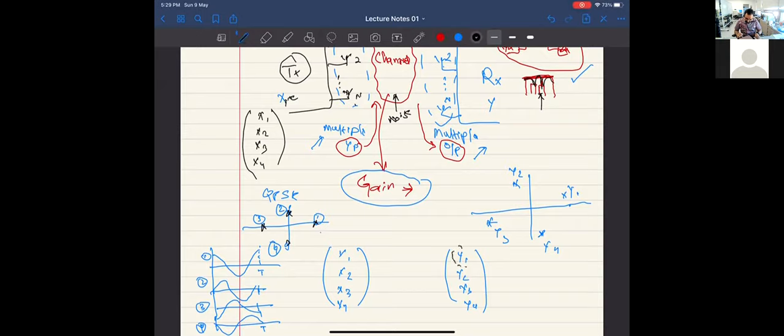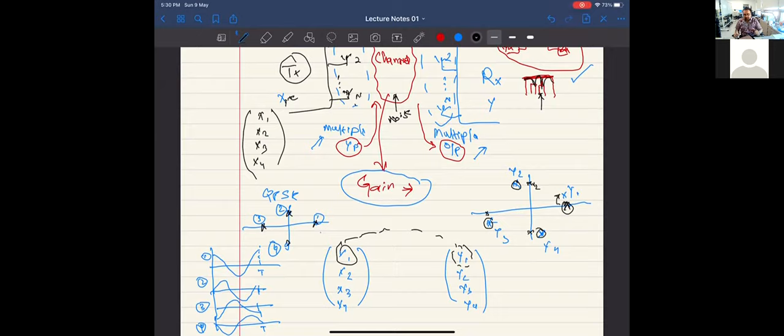We want this y1 to be exactly similar to x1, because x1 was at this position. But we received something with a little bit of offset, or it can be more offset. For example, x2 was here, but we received y2 at this position. Similarly, x3 was here, but we received y3 at this position and y4 at this position.